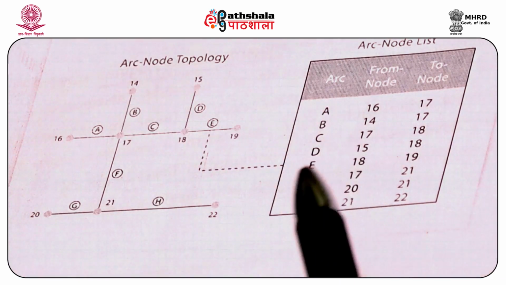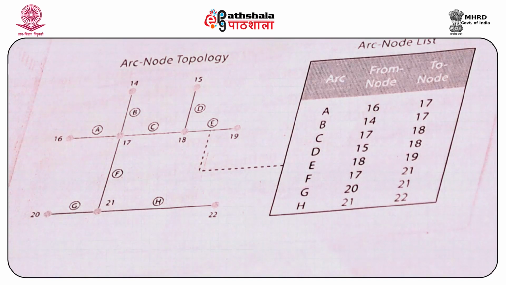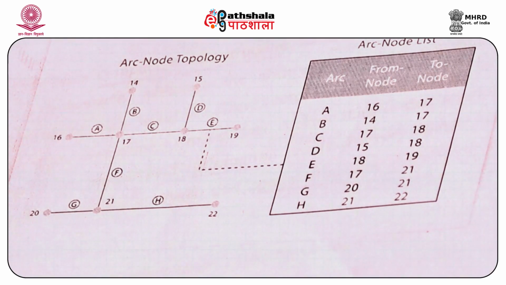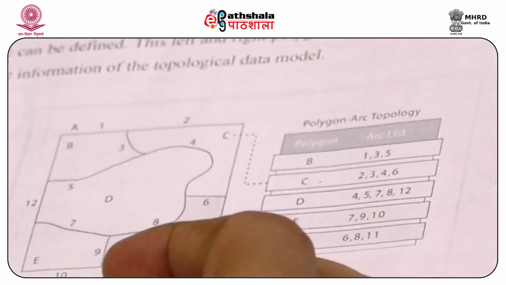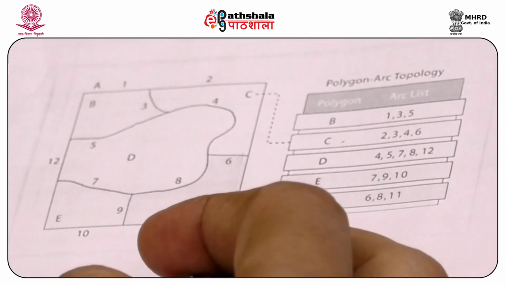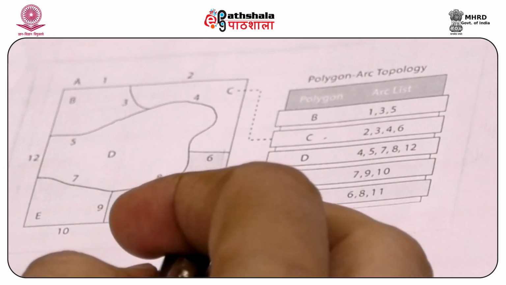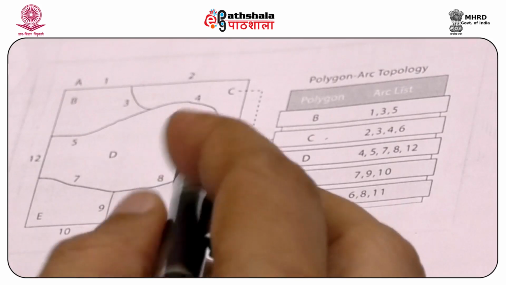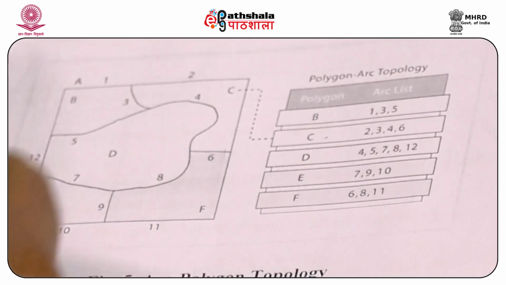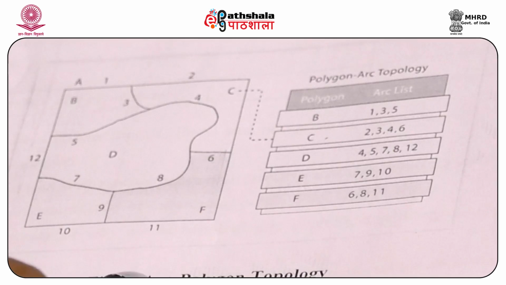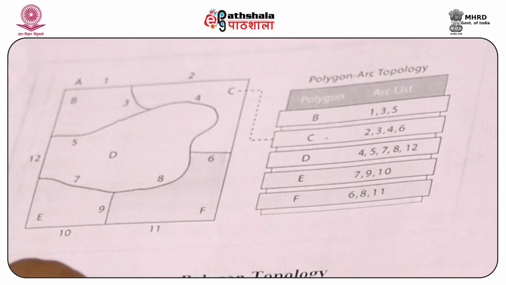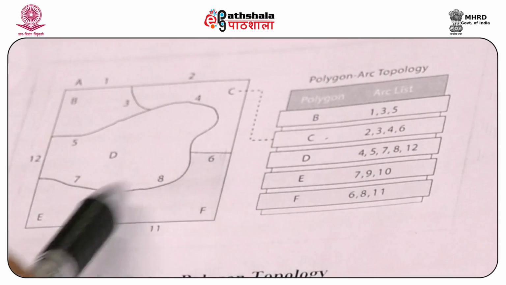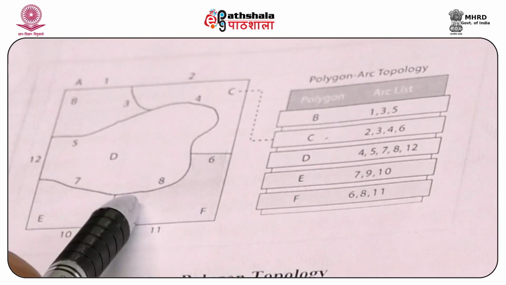Topology is also concerned with preserving the spatial properties of any particular human or natural phenomena. Another example of a topology model, which is under the vector data model, vector data structure, is arc polygon topology. If you see figure 5, arc polygon topology, there are two diagrams, one is on the left side.